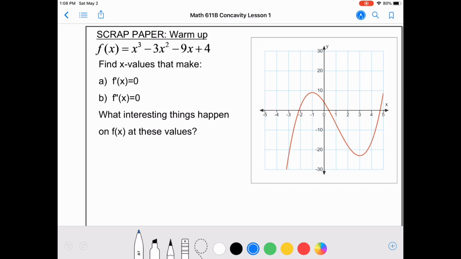Hi folks, today we're going to look at something called concavity on curves, and to start with we'll just do a little investigation on a basic cubic function that we've got right here. I want to find the x values that make the first derivative 0 and the second derivative 0, and then check out what interesting things are happening on the curve at those points. If you want, you could pause the video and try to find those values, or you can follow along with me.